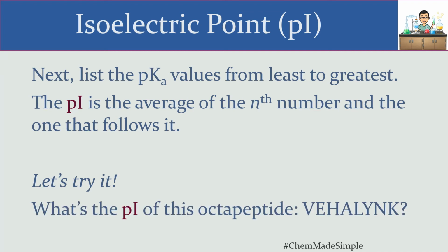So let's try it. What about this octapeptide, Vahelink, if I'm pronouncing it phonetically right? You have 8 amino acids linked together in a peptide chain, and you're trying to figure out the isoelectric point of the entire thing, which is certainly more complicated than figuring out the isoelectric point of a single amino acid.